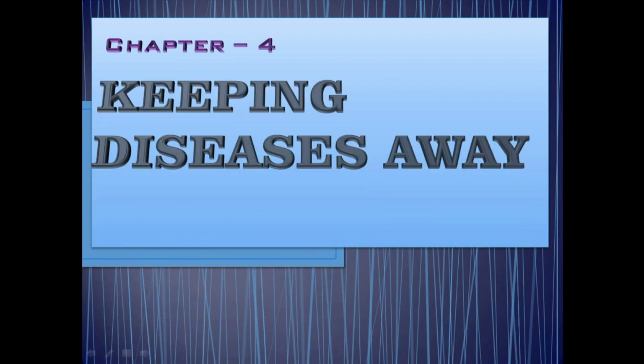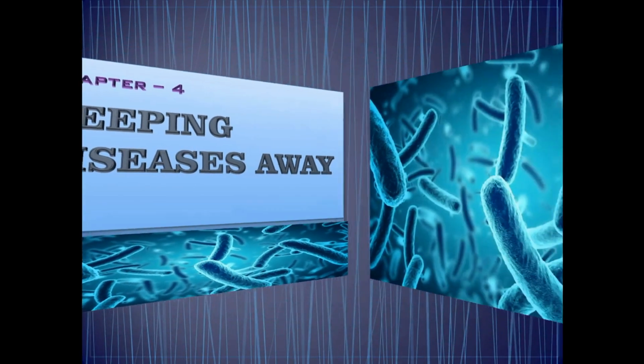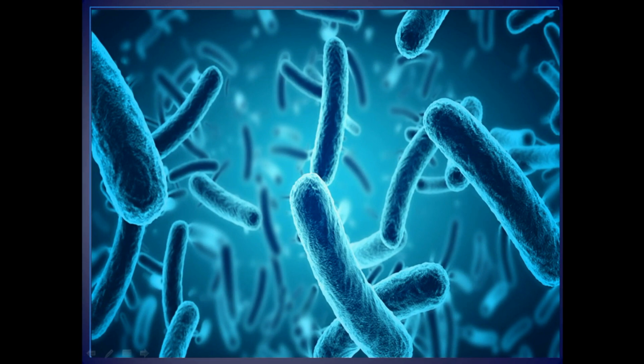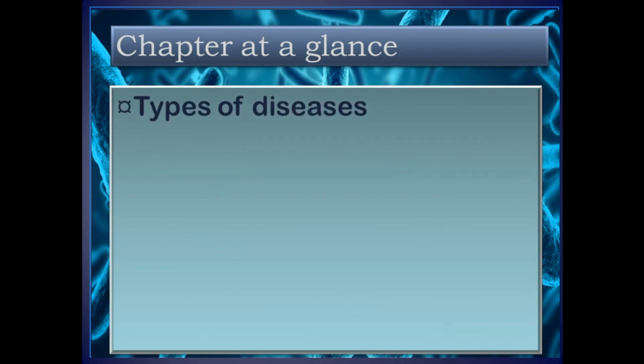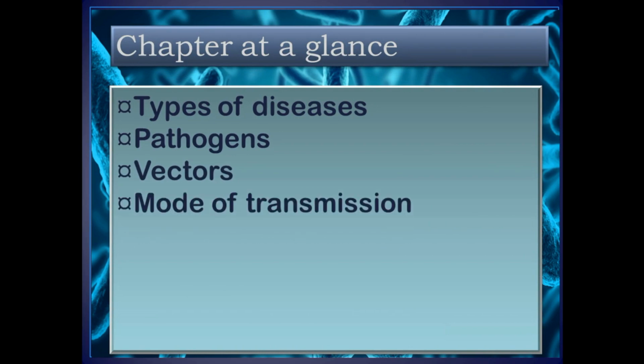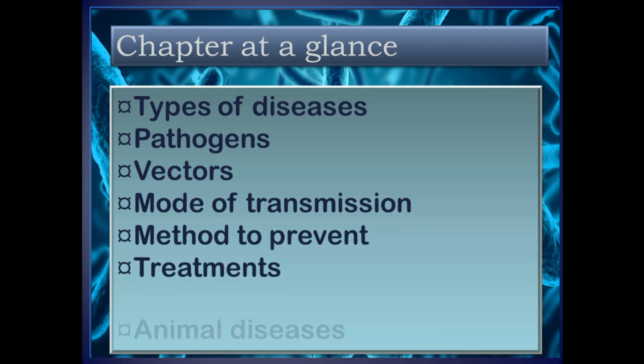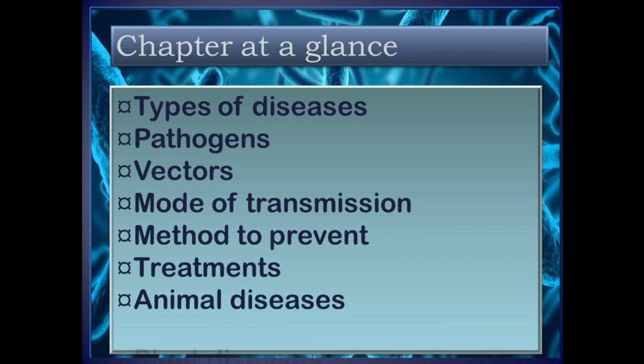So let's begin our new lesson, chapter 4, Keeping Diseases Away. Dear students, in this chapter we are going to study about the types of diseases, pathogens, different types of vectors, mode of transmission of diseases, method to prevent various diseases, treatments, animal diseases, and finally plant diseases.